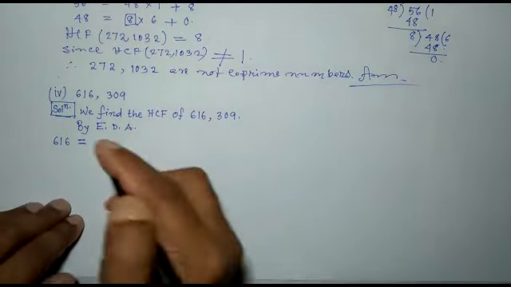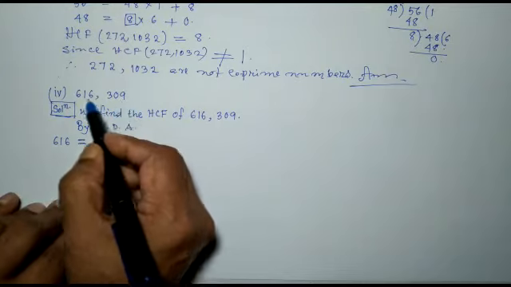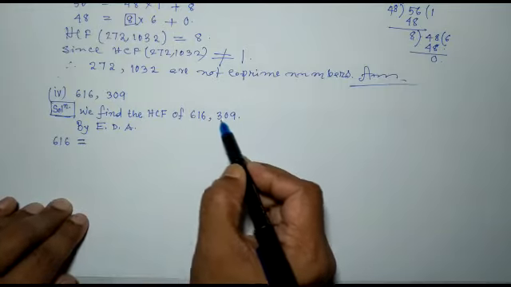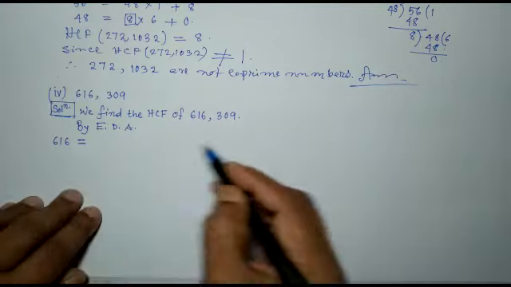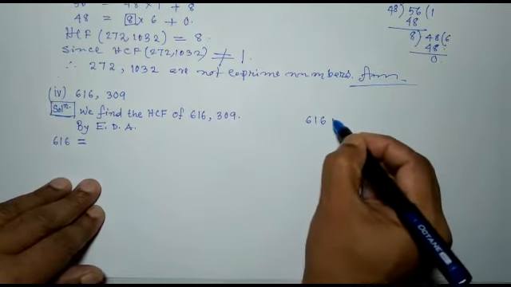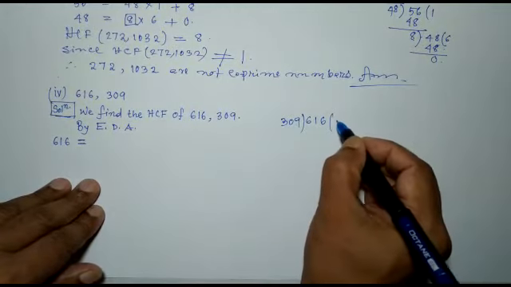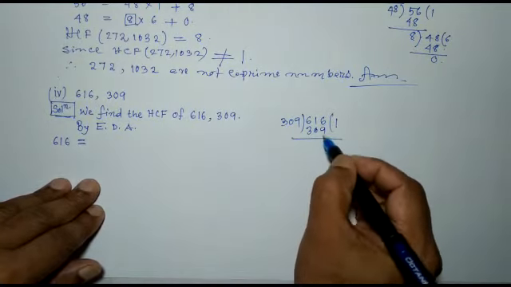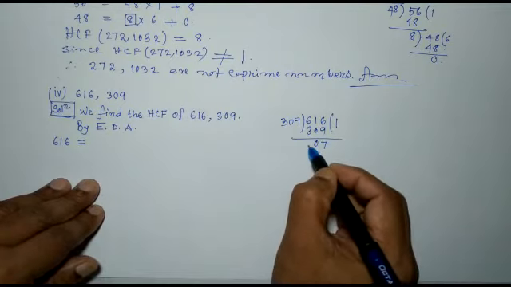So here we see the two numbers are 616 and 309. The bigger number is 616. So we write here, we find the HCF of 616 and 309 by Euclid's division algorithm. We take the bigger number 616 as the dividend. So I divide it here, 616 divided by the smaller number 309. It will be only one time, so it is 309. Dividing, it is 7, then this is 0, and then here is 3.